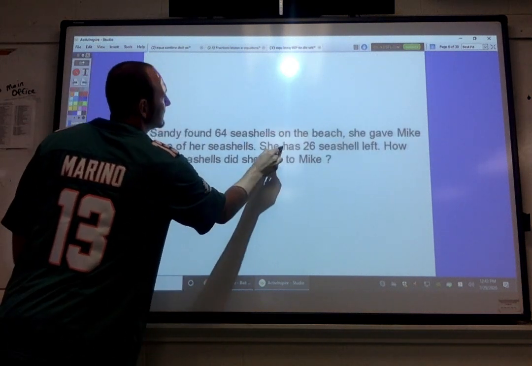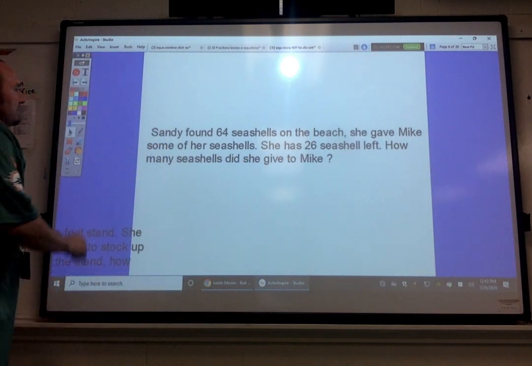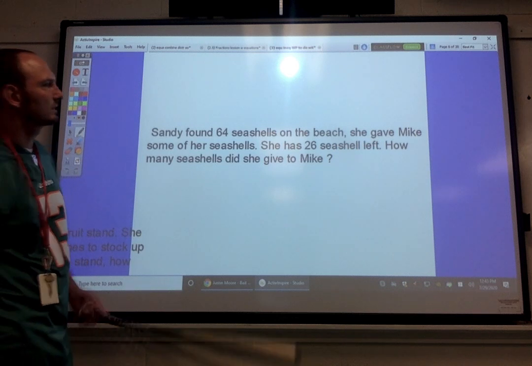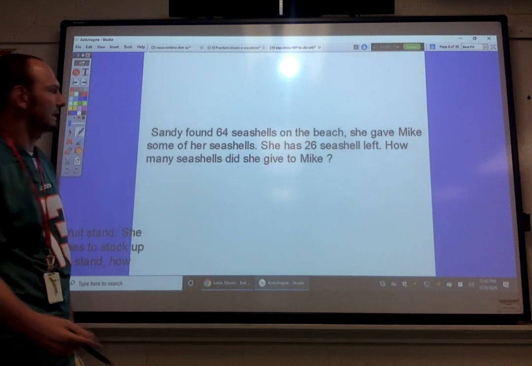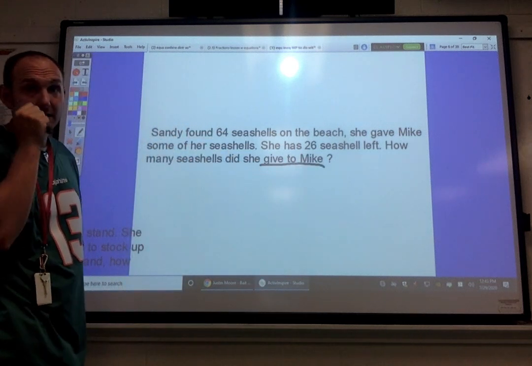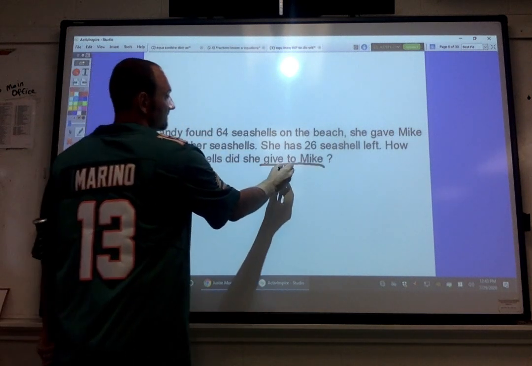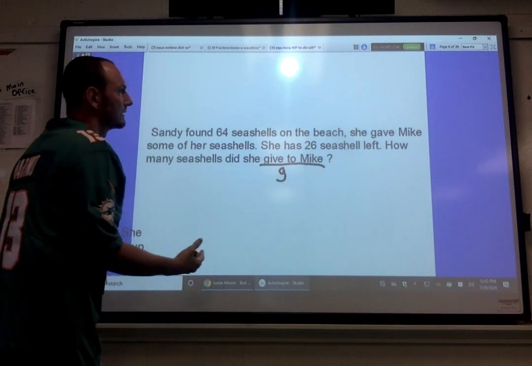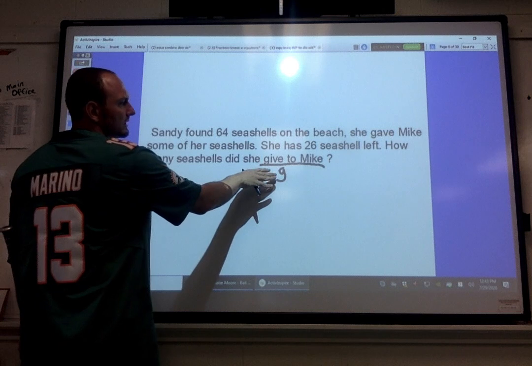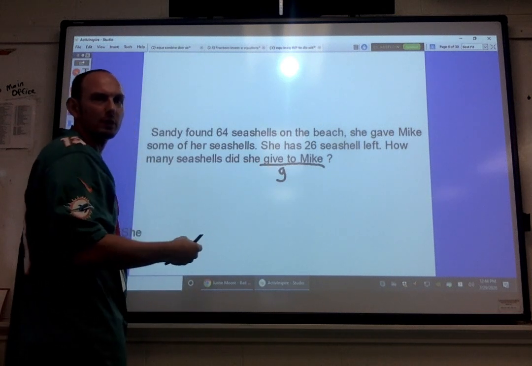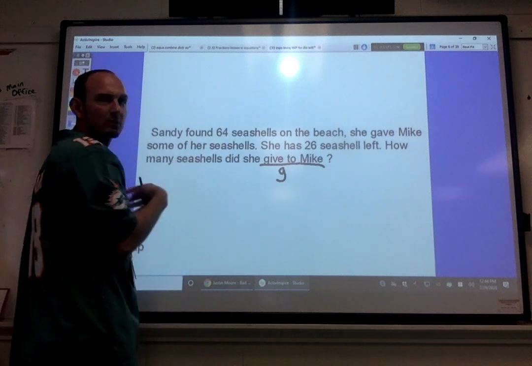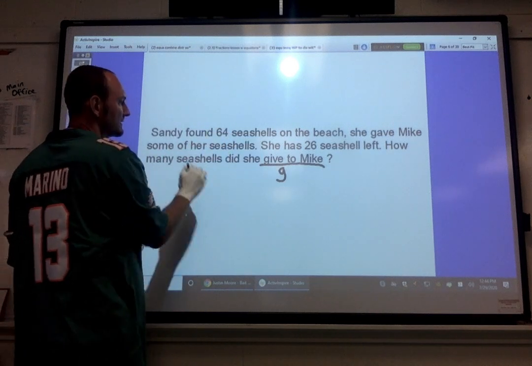Let's try this one. Sandy found 64 seashells on the beach. She gave Mike some of her seashells. She has 26 left. How many did she give Mike? So, what she gave to Mike is our variable. I'm going to use the letter G. It's giving away. So, I can think of it and reread it logically. Just think, what can I use this letter G, the amount I give away, with? How can I use it with either number in the situation?